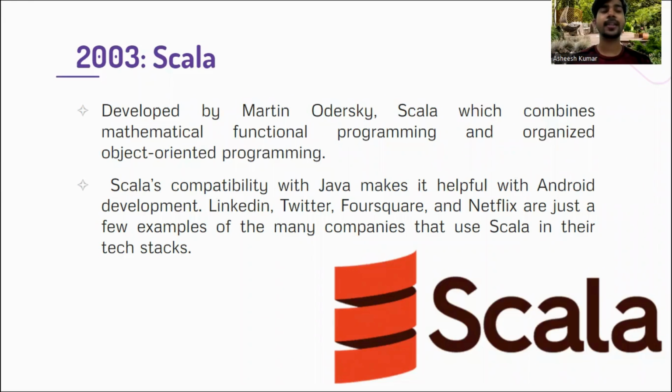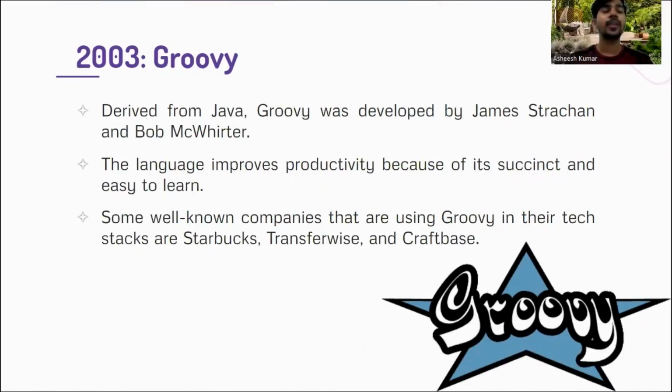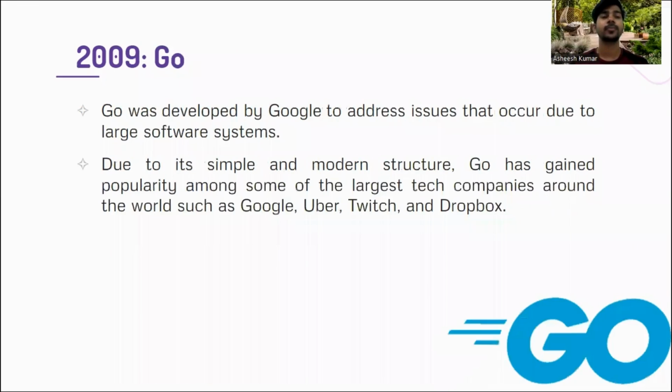After Scala, the next invention is Groovy. In 2003, Groovy was derived from Java. Groovy was developed by James Strachan and Bob McWhirter. The language improves productivity because it is succinct and easy to learn. So after Groovy, the next language is Go.